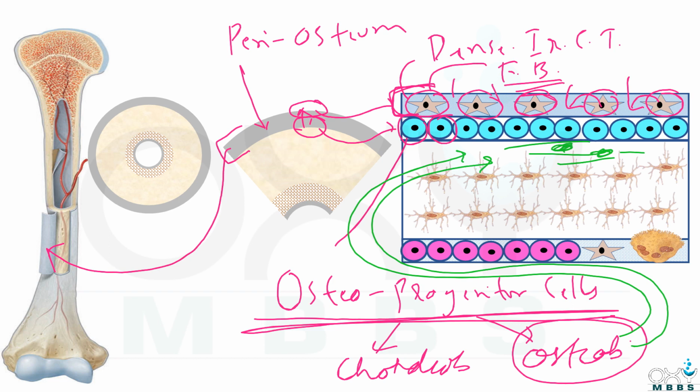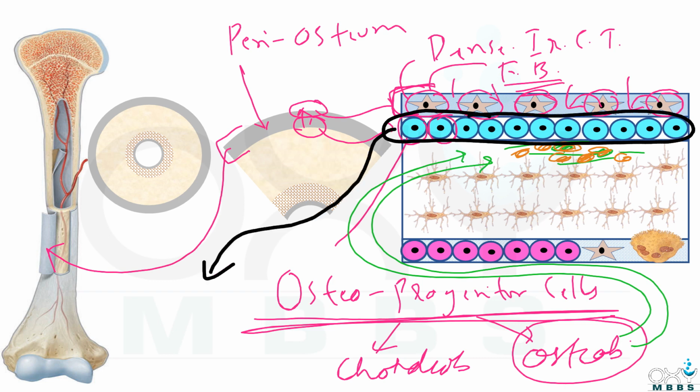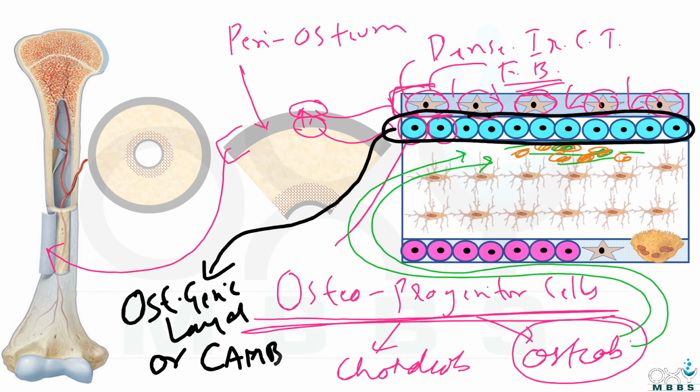And as you all know, what is mineralization? It is the deposition of hydroxyapatite in between the collagen fibers. As this inner layer is forming bone, this layer is also called the osteogenic layer and also called the cambium layer. So the outer layer is which layer? This is the fibrous layer, and the inner layer is which layer? This is the osteogenic layer, as well as it is also called the cambium layer.